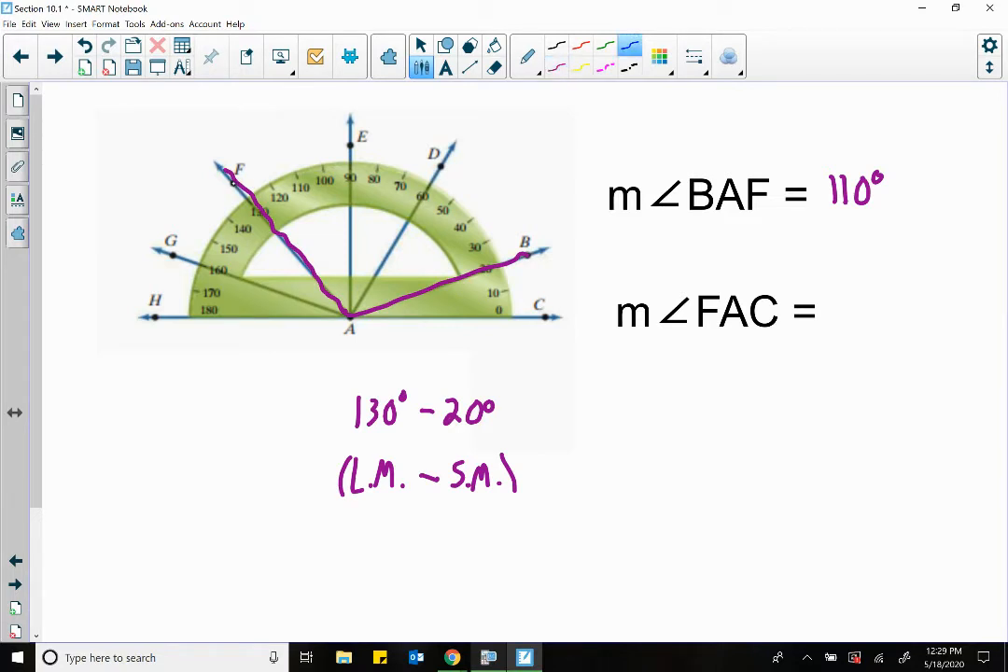Okay, so FAC starts right here, and then, wow, I cannot draw today, and then goes right over there to C. You just follow the points, F to A to C. So there's our angle. Cool thing is this one actually starts at 0, so that makes this really, really easy. Wherever the left side ends, that's the angle measure. So where did this end? It ended at 130 degrees. But again, you could also do this: the left side measure is 130 degrees, minus the right side, or the small measure, which is 0 degrees. And of course, that gives you 130 degrees.